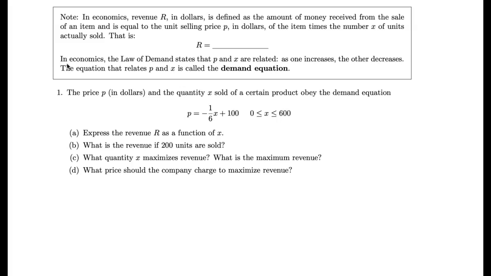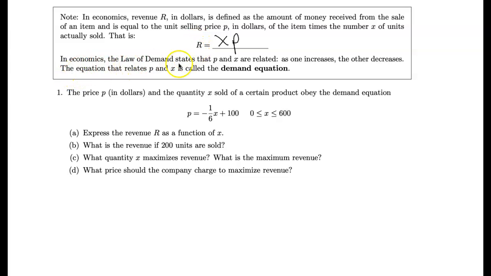So in economics, revenue R in dollars is defined as the amount of money received from the sale of an item and is equal to the unit selling price P in dollars of the item times the number X of units actually sold. That is, R is equal to X times P. So the number of units sold times the price is going to give you the amount of money you received from the sale, the revenue.